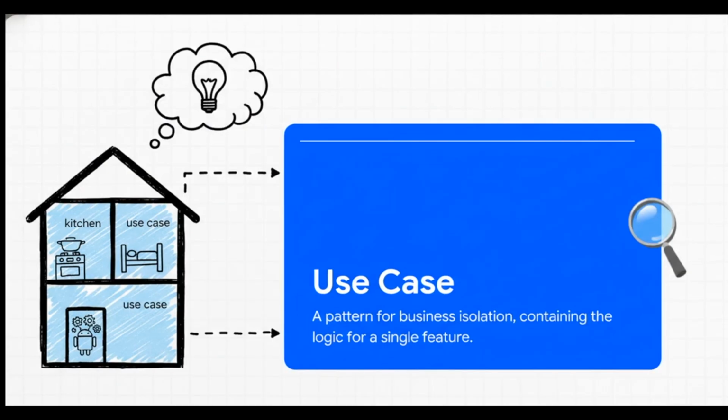Now this slide shows a really important idea, isolating what your app does. Think of a use case like defining the purpose of a single room in our house. The kitchen use case is all about cooking. The bedroom use case is for sleeping. Each one holds only the logic for that one specific task, and it's completely isolated from everything else. This makes your business rules incredibly easy to understand and, even better, to test.